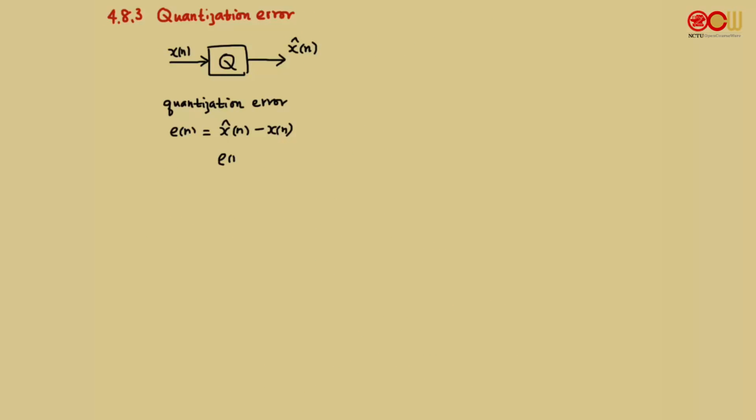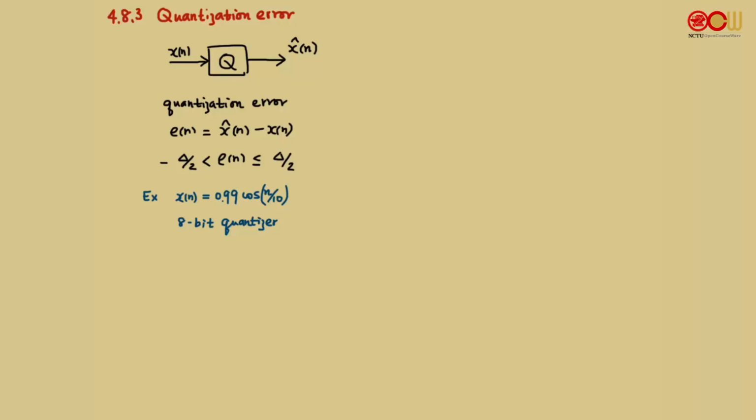So the quantization error will be between minus delta over 2 to delta over 2. For example, xn is 0.99 cosine n over 10, and we use an 8-bit quantizer to quantize xn.